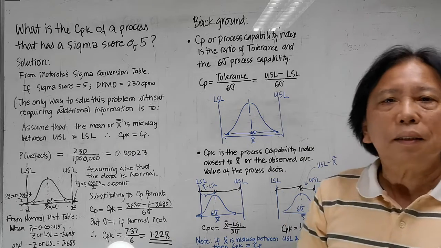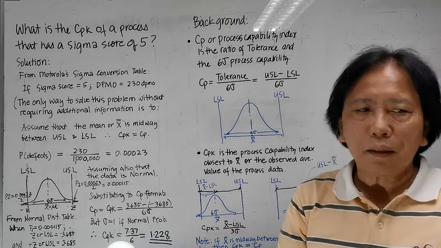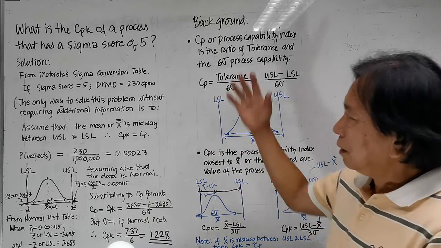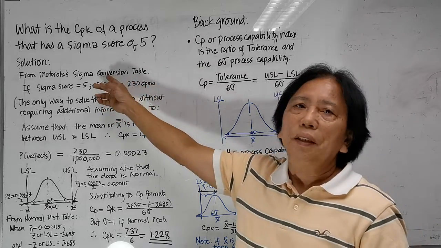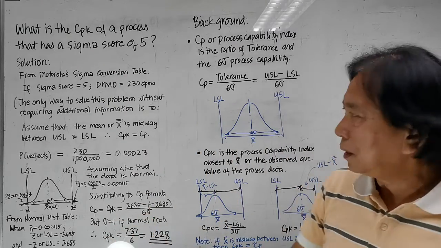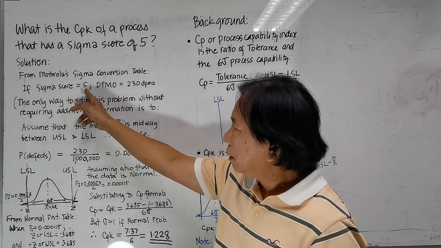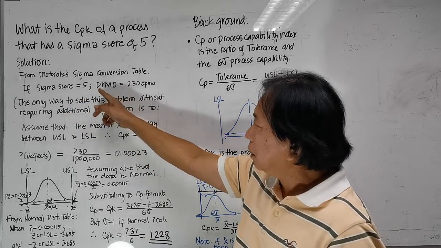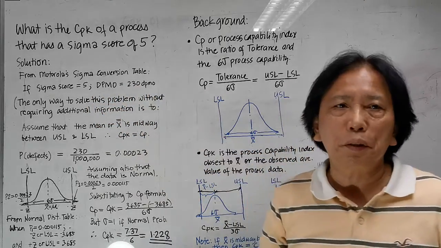This problem seems to be difficult, unsolvable at first, but with some analysis, you will find that it is actually easy. So the solution would be, first you have to go to the Motorola's Six Sigma conversion table. So that is the basis of Six Sigma practice. So you will find in the column of Sigma score, a score of 5, that the DPMO corresponding to this score will be 230 defects per million opportunities.